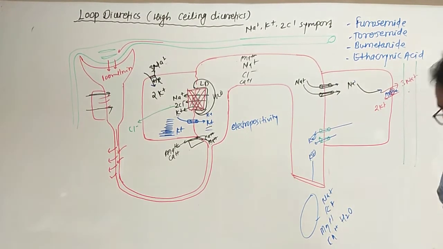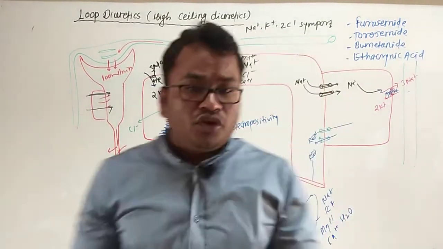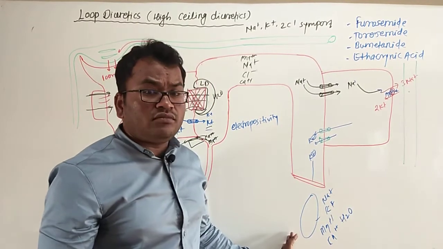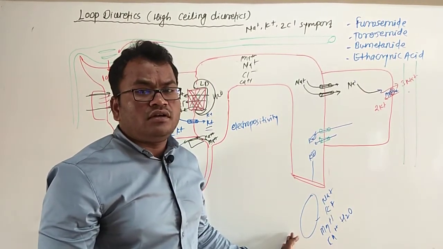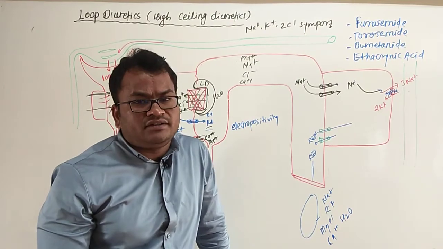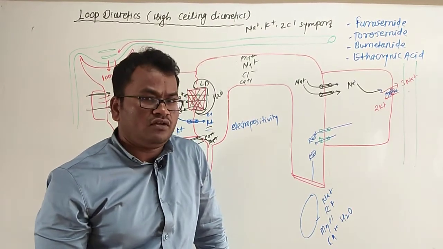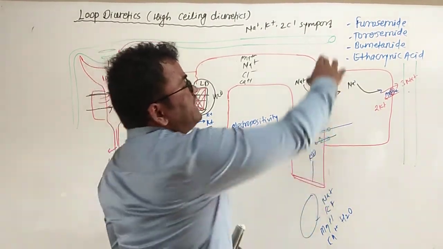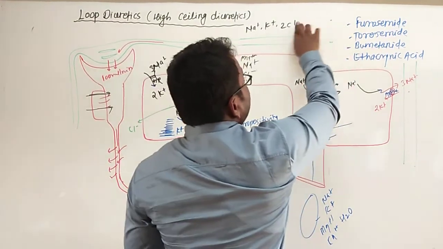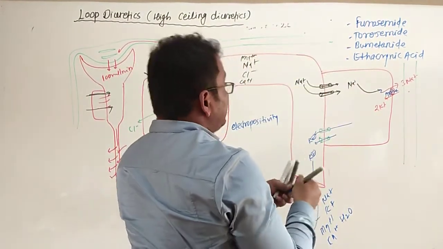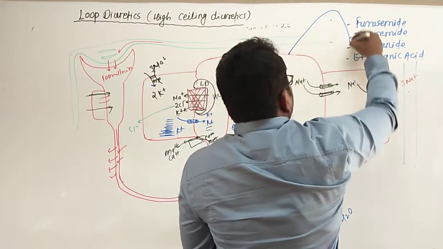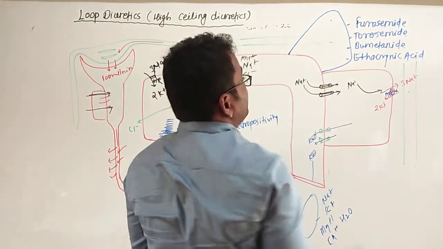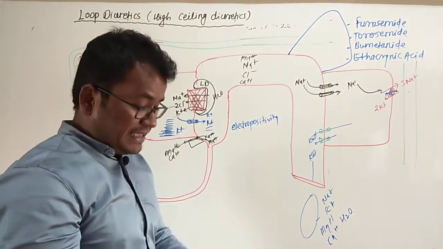Okay, next part. The next point: does the urine become alkaline or acidic? Generally, urine is acidic. Why? Let's see. Here is another type of cell, the intercalated cells. These intercalated cells are a special type of transport cell. Here carbonic anhydrase acts.